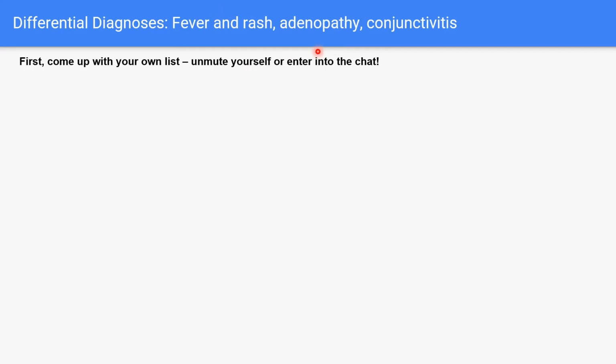And again, I know that this one is pretty hard because fever and rash is pretty non-specific, right? There are many things that could be.